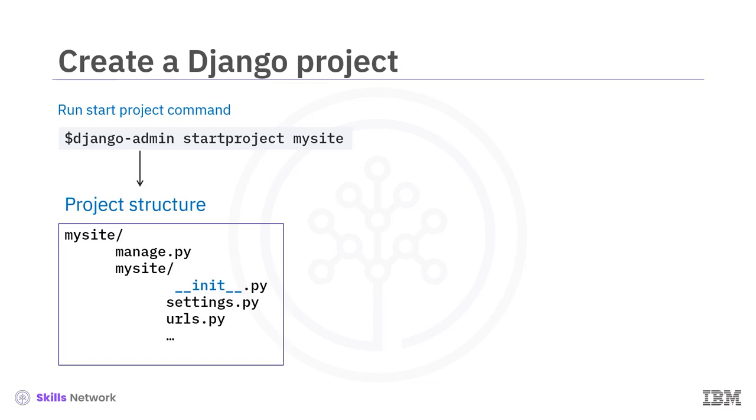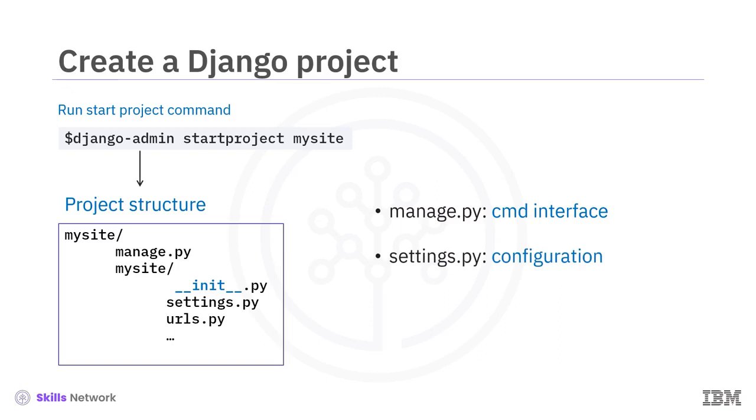You need to know the usage for some core files that Django creates. manage.py is a command line interface used to interact with the Django project to start the server, migrate models, and so on. settings.py contains the settings and configurations for your Django project. urls.py contains the URL and routing definitions of your Django app.